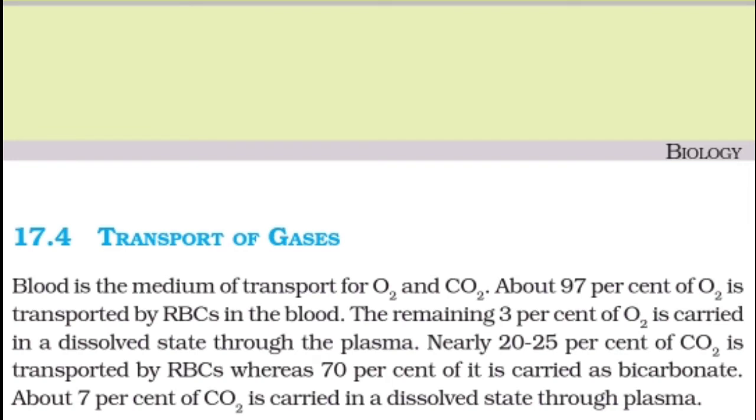17.4. Transport of gases. Blood is the medium of transport for O2 and CO2. About 97% of O2 is transported by RBCs in the blood. The remaining 3% of O2 is carried in a dissolved state through the plasma. Nearly 20 to 25% of CO2 is transported by RBCs, whereas 70% of it is carried as bicarbonate. About 7% of CO2 is carried in a dissolved state through plasma.